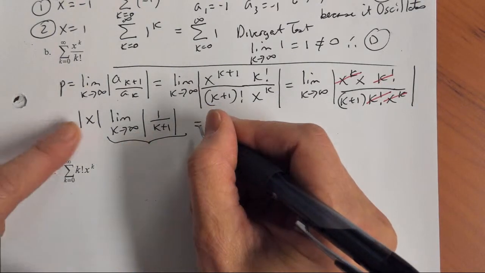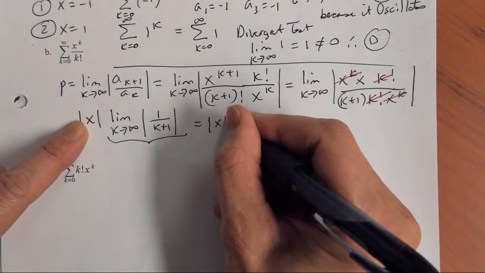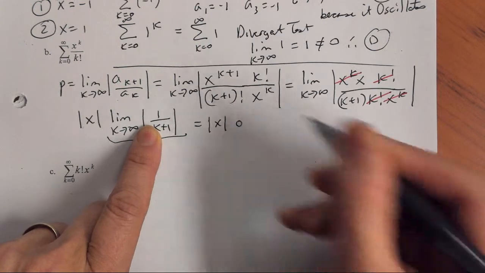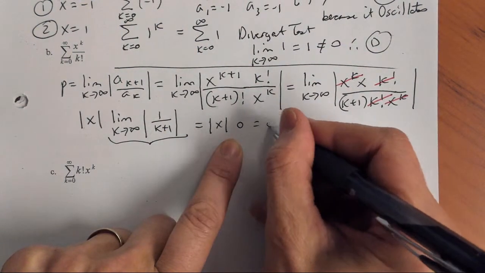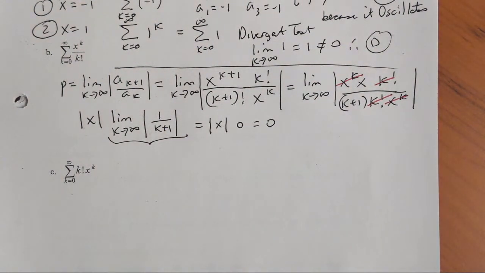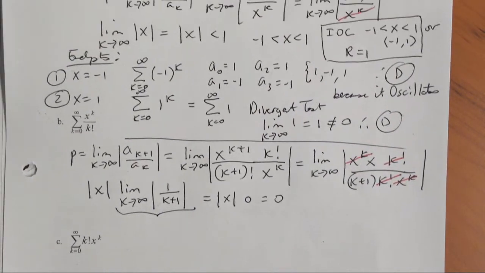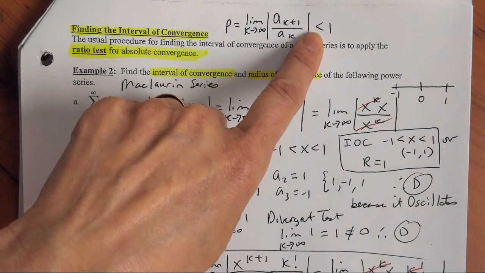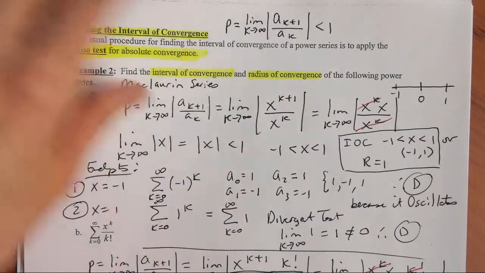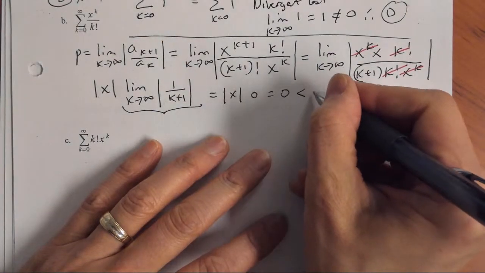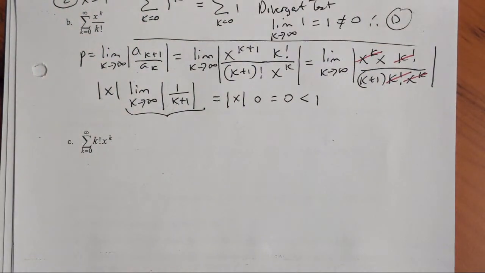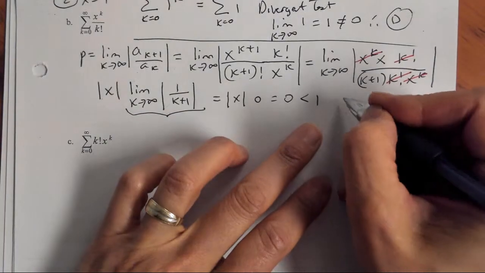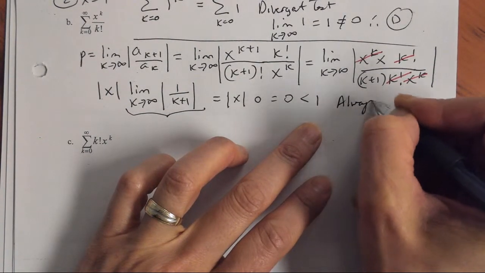So that's going to equal, I have my absolute value of x, and this limit goes to 0. Anything times 0 is equal to 0. Right? And now I need to go back up here and write out, I want it to converge, so I have to say it is less than 1. When does that happen? All the time. Best case scenario. All right, so this is always true.